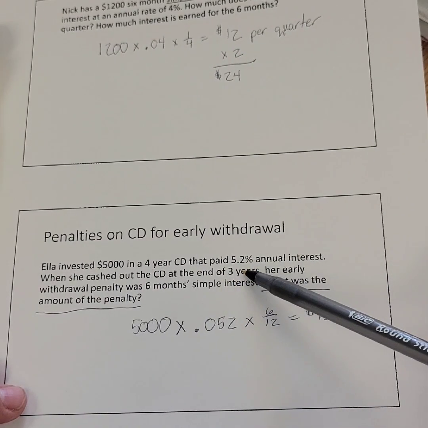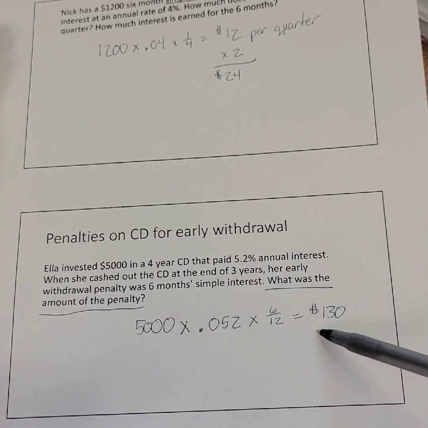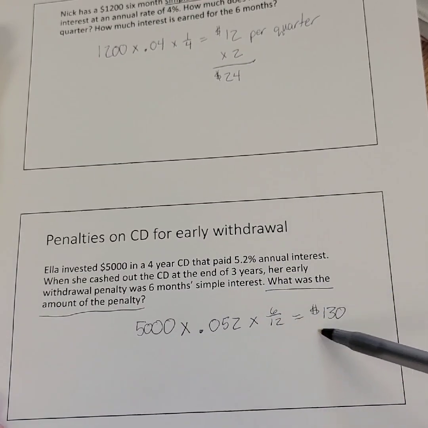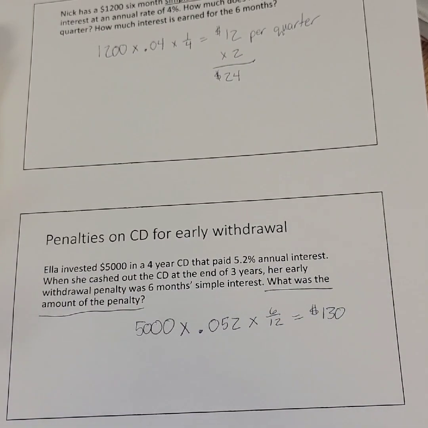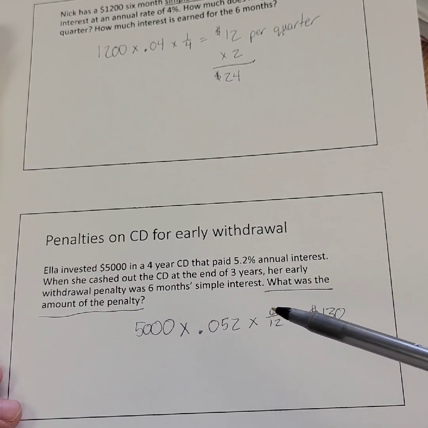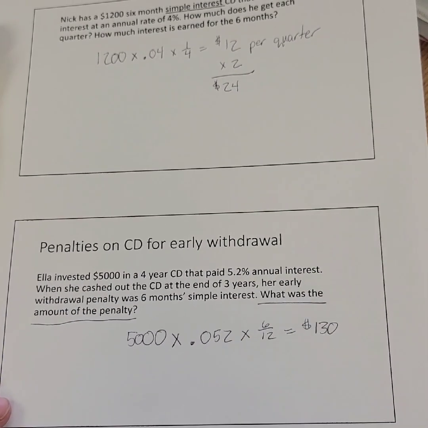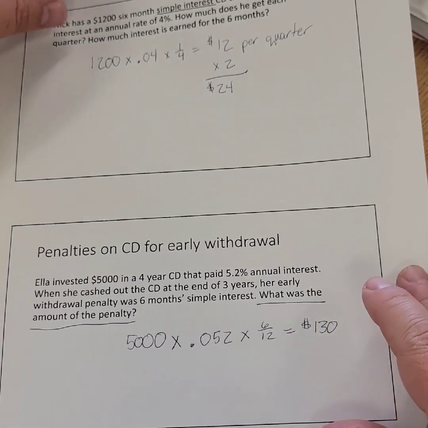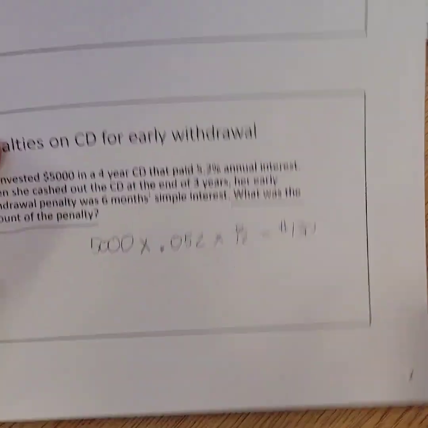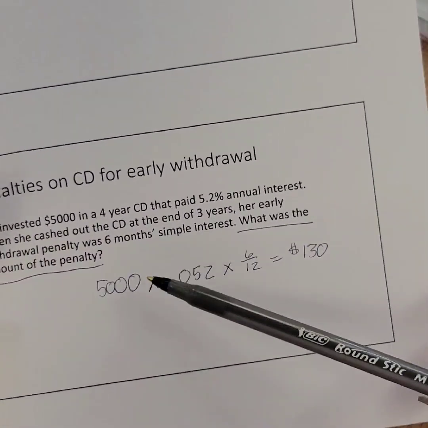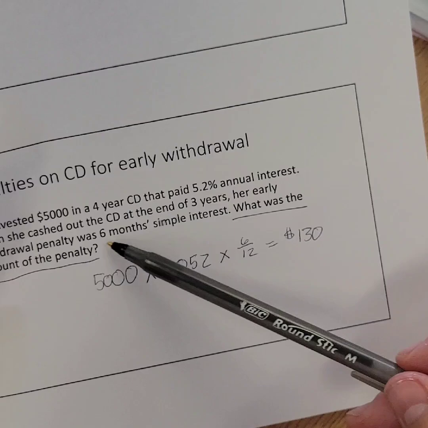So if you think about that, if that's for every 6 months, it was in there for 3 years, so that's 6 months, 6 times. So that's basically, she just lost like 1/6 of what the interest was that she'd already earned. Okay. So those questions, you just need to make sure that you read that all they want is the penalty. The rest of it, we don't care.